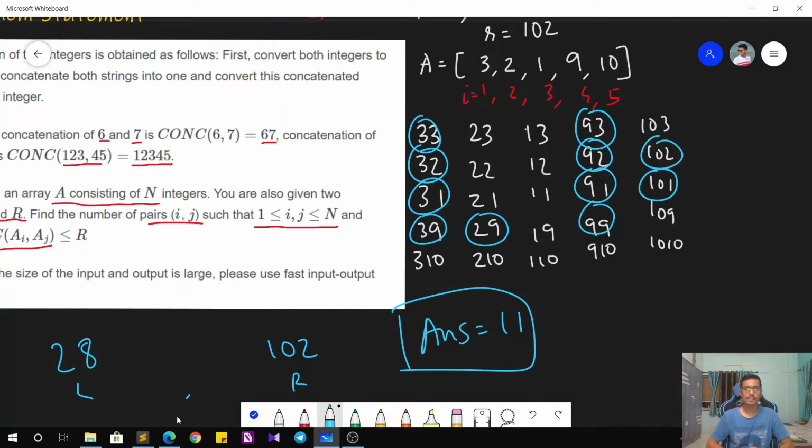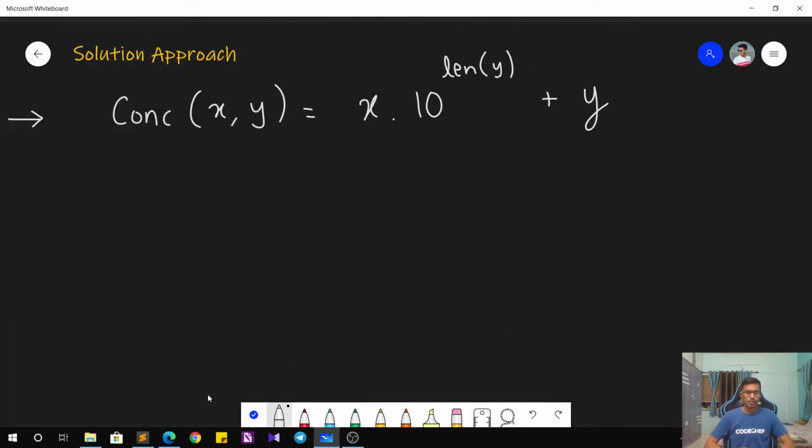Now let's see the solution approach. To begin with, you have to see the concatenation in terms of mathematical terms. Let's say we have to concatenate two integers x and y. In mathematical terms, it is going to look like this: x times 10 to the power length of y, plus y. What do I mean by that? Let's see through an example.